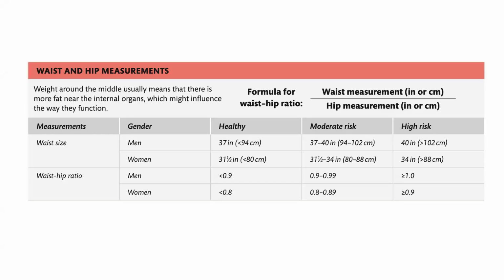The waist-hip ratio for men: healthy waist-hip ratio is less than 0.9. Moderate risk would be 0.9 to 0.99, and high risk would be equal to or more than 1. For women, the healthy waist-hip ratio is less than 0.8. Moderate risk would be 0.8 to 0.89. High risk would be equal to or more than 0.9.